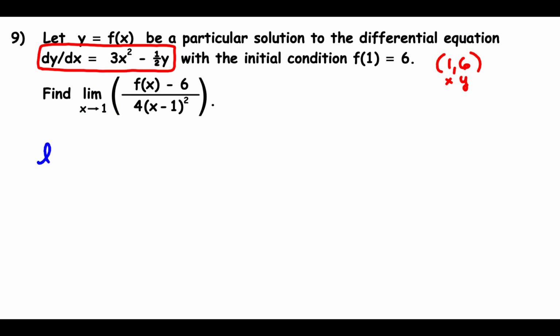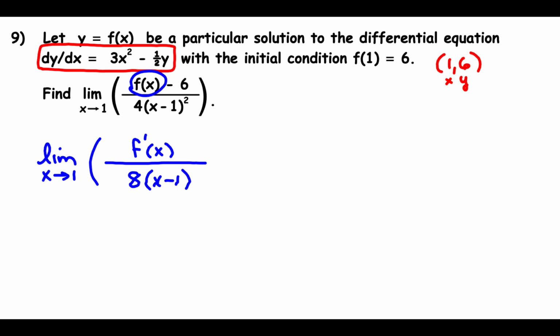So L'Hopital's rule says you have to take the limit still. You have to write lim, x approaches 1. But this time you're allowed to take the derivative of the numerator and denominator separately. It's not quotient rule. The derivative of f of x, of course, is f prime of x. And the minus 6 falls by the wayside. In the denominator, we use the power rule, so you got 2 times 4, that's going to be 8 times (x minus 1) to the first. All right, that looks pretty good.